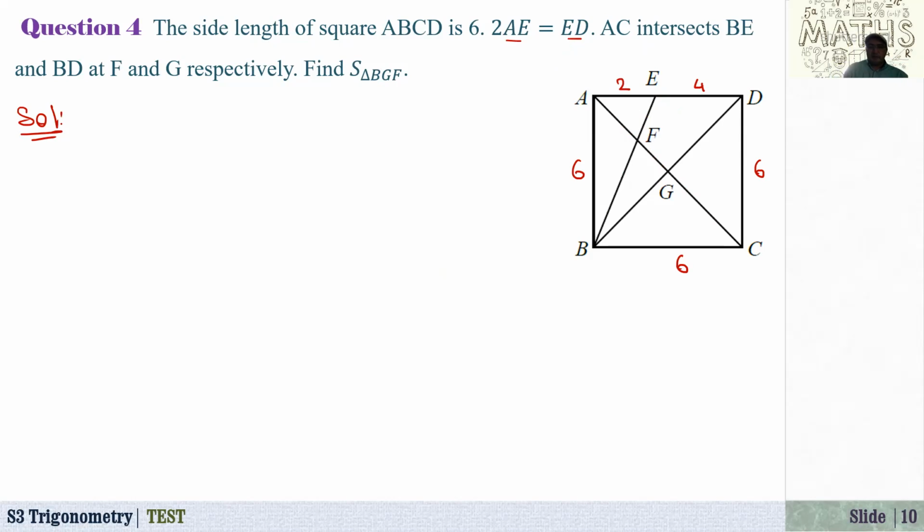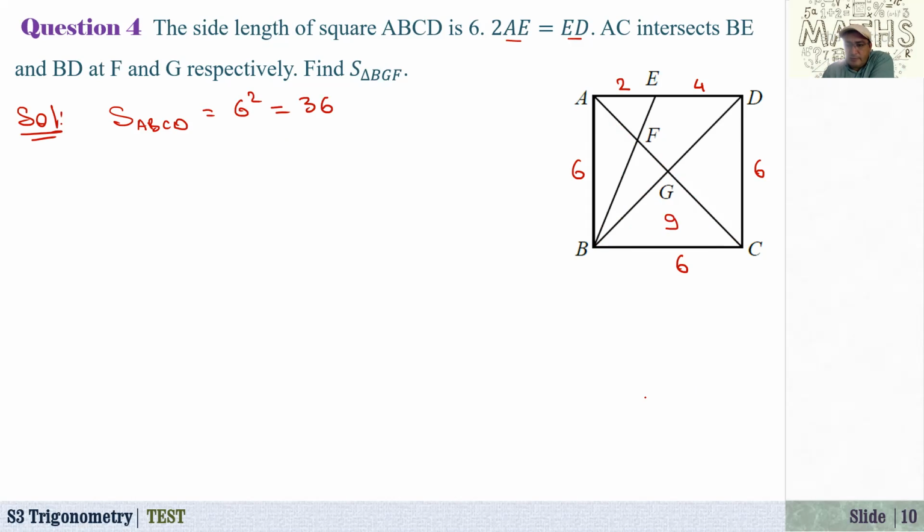Okay, and since BD and AC are diagonals of this square, that means that they intersect each other at G, and the area of BGC is equal to the area of CGD, which is equal to the area of DGA and the area of AGB. Since the area of ABCD is equal to 6 squared, that's equal to 36, and 1/4 of this area will be 9. So this BCG will be equal to 9.